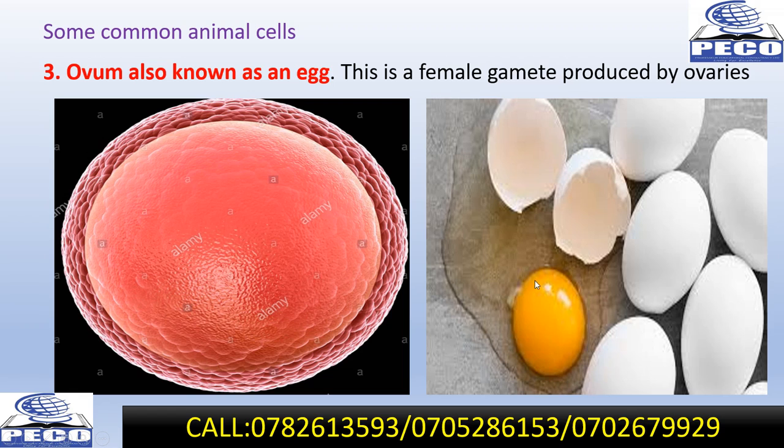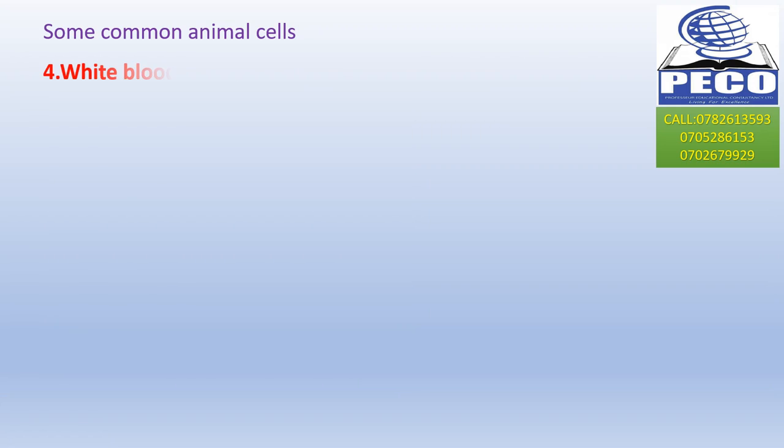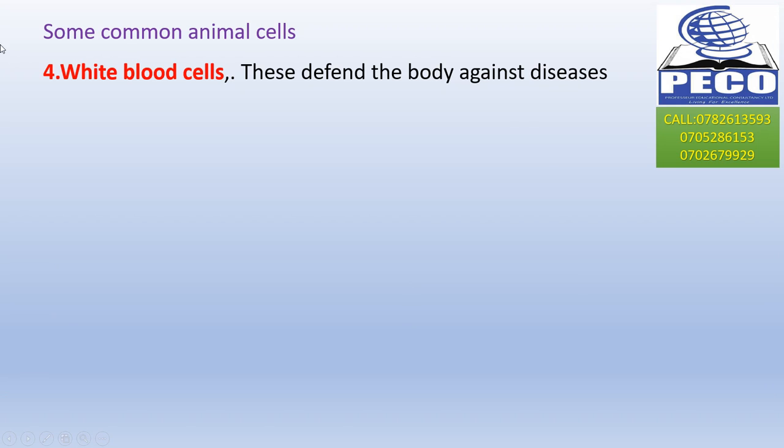So this, now we are seeing the yolk, but now in birds, I said, and reptiles, what happens? The yolk will be surrounded by the shell. The shell protects the inner part from drying, because these eggs are laid outside. These ones remain inside the female. We look at our fourth cell, and these are white blood cells.